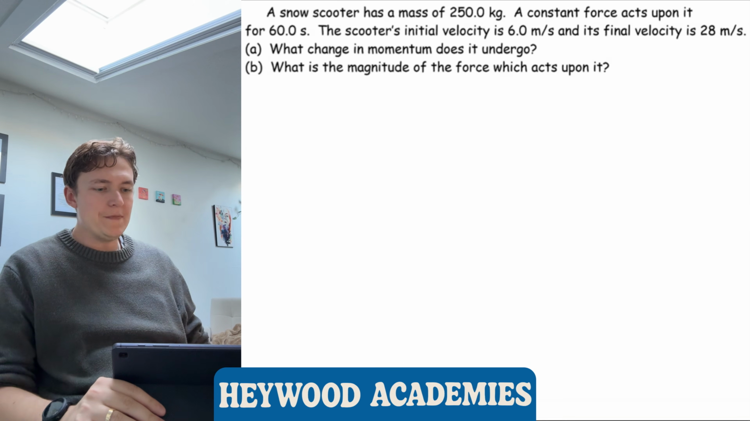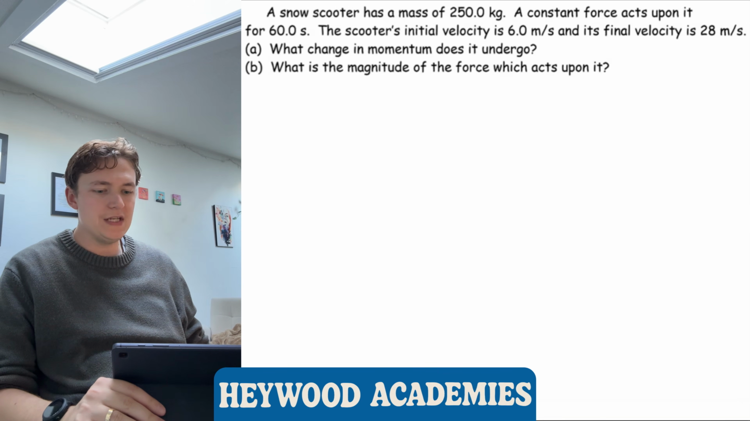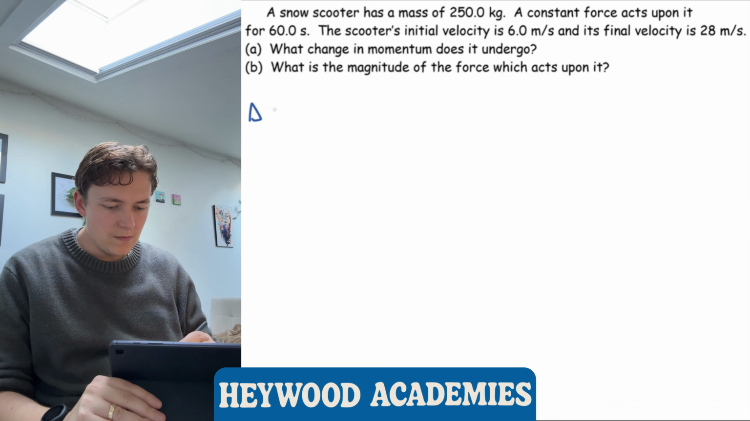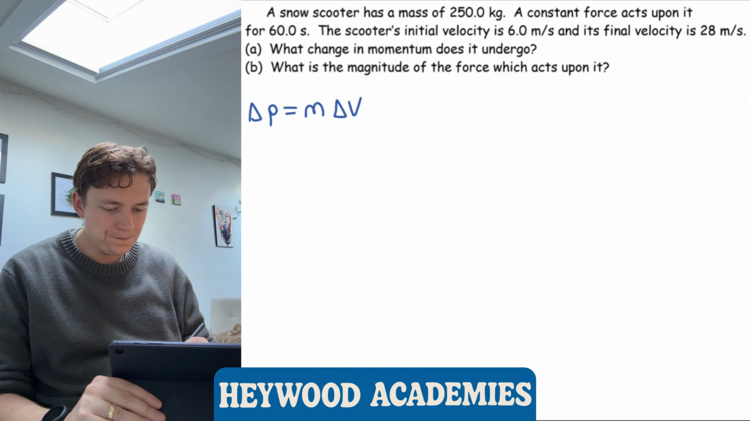A snow scooter has a mass of 250 kilograms. A constant force acts upon it for 60 seconds. The scooter's initial velocity is 6 meters per second, and its final velocity is 28 meters per second. What change in momentum does it undergo? So we can start with our change in momentum equation as the mass times the change in velocity.